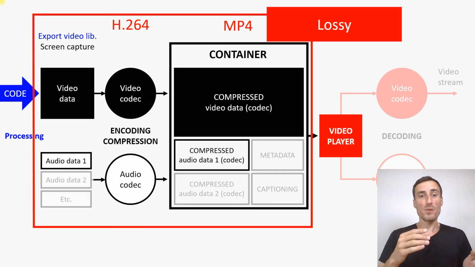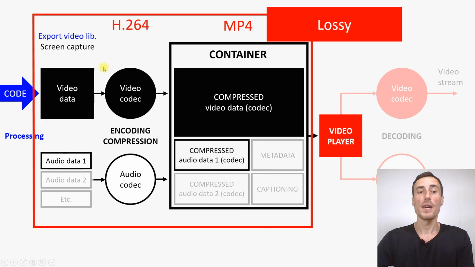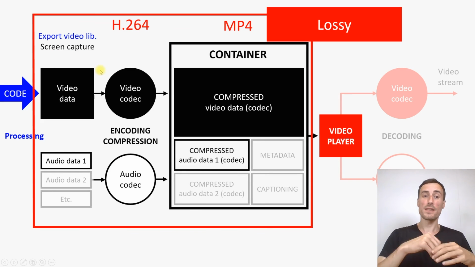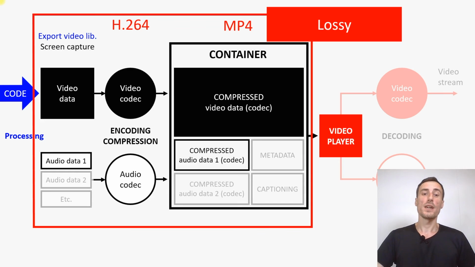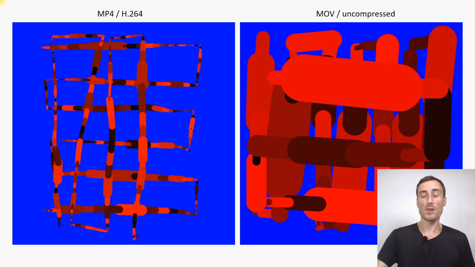Okay, let's look at the case. So we know already, with the video export library and also screen capture, basically both of them I can cover right now. What we do is generate video data, and this video data is instantly encoded and compressed with H.264 coding, and then it is placed into an MP4 container. The problem with that is that it is a lossy format, so that means we lose information.